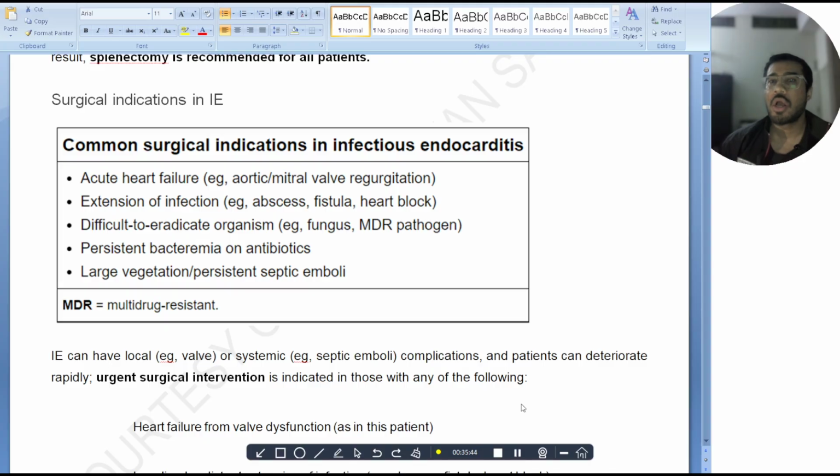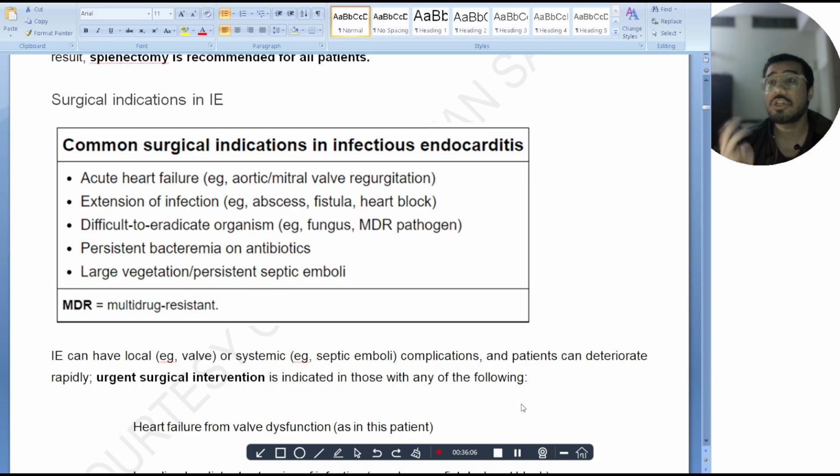So what are the surgical indications? You give antibiotics and it's not resolving because it's a multi-drug resistant organism. No other option. The vegetations are really large and they're causing systemic obstruction, like the patient just had a stroke due to the vegetations going into the brain. The patient had a splenic infarct. The patient had a renal infarct.